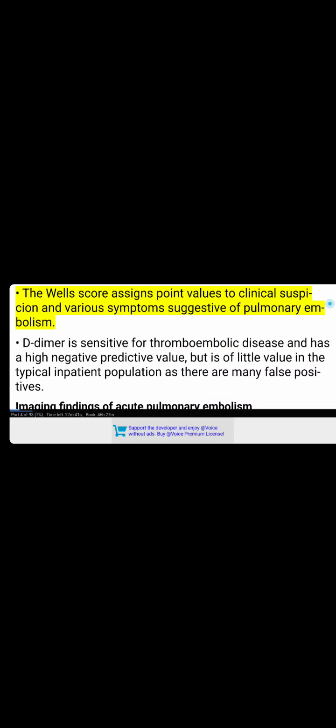The Wells score assigns point values to clinical suspicion and various symptoms suggestive of pulmonary embolism. D-dimer is sensitive for thromboembolic disease and has a high negative predictive value, but is of little value in the typical inpatient population as there are many false positives.